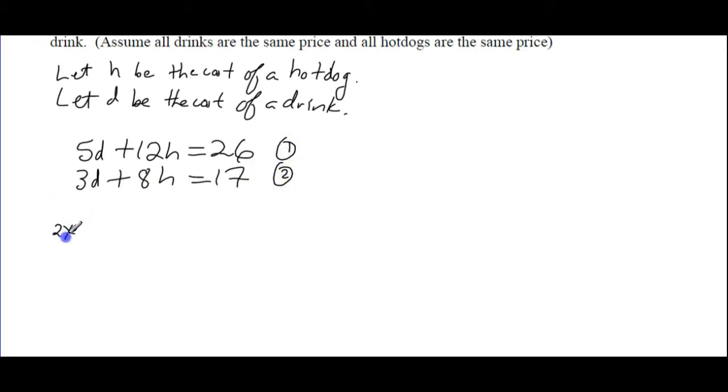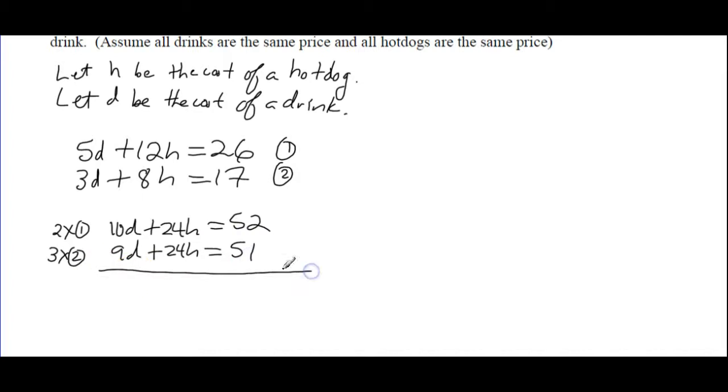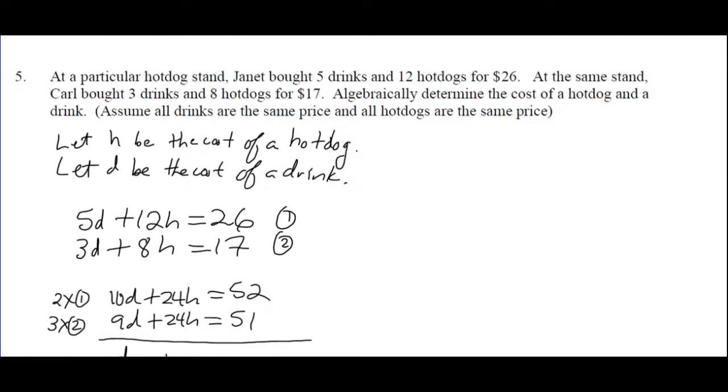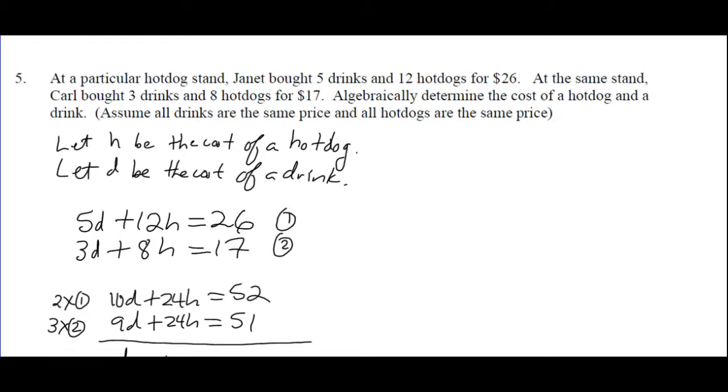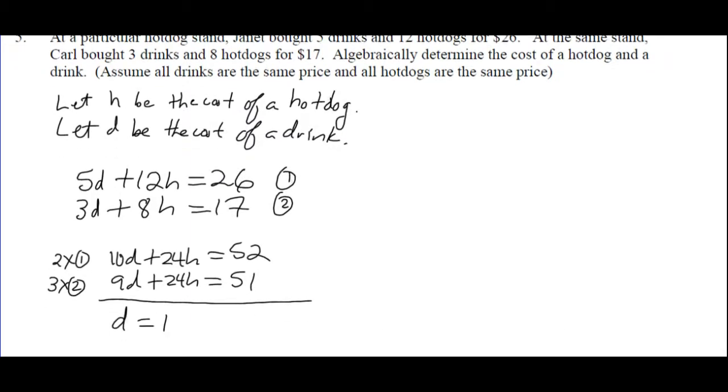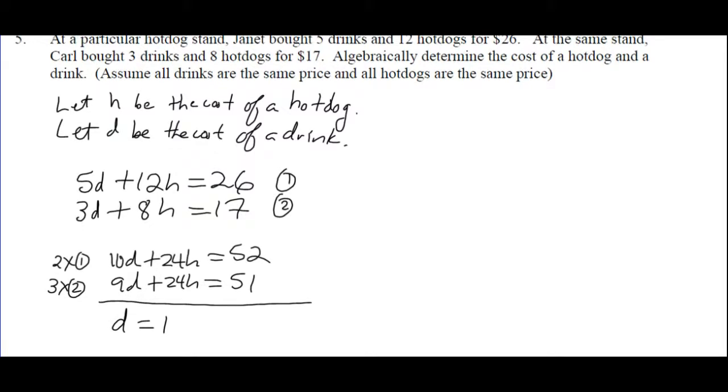Let's do that. So we'll go 2 times equation 1: 10d plus 24h is equal to 52. And we're going to multiply equation 2 by 3, so 3 times 3 drinks: 9d plus 24h is equal to 51. So 10d minus 9d is 1d. d equals 1. So it costs $1 for a drink. 17 times 3 is 51. Yeah, d equals 1.